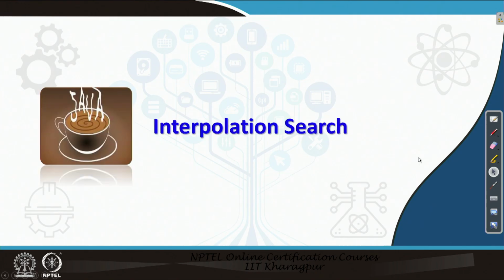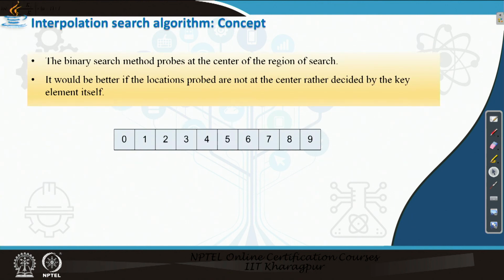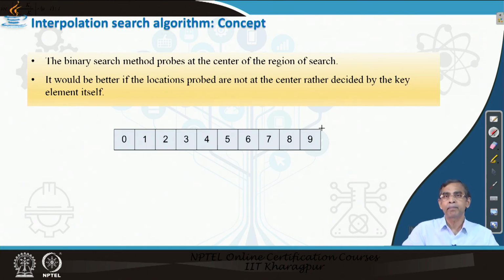Now let us consider another searching technique. It is called interpolation search. Interpolation search is basically an improved version of the binary search technique. The difference between binary search and interpolation search is that the technique is almost the same, but in binary search we have to hit at the middle element, at the middle position, whereas in interpolation search it is not exactly the middle.